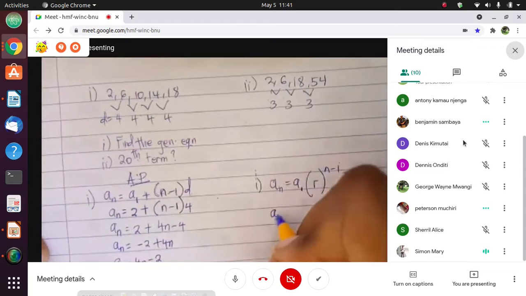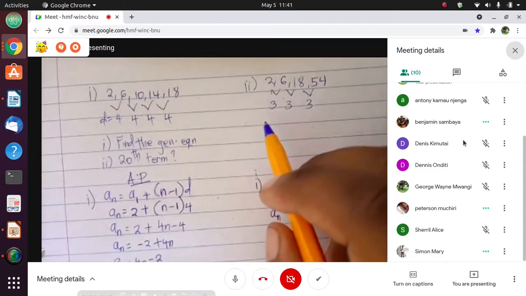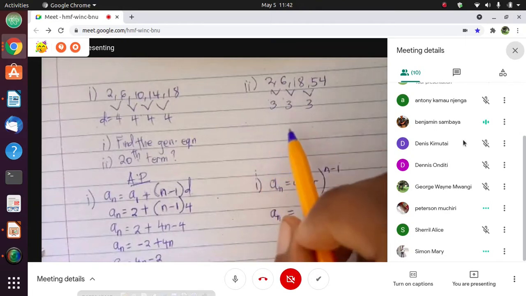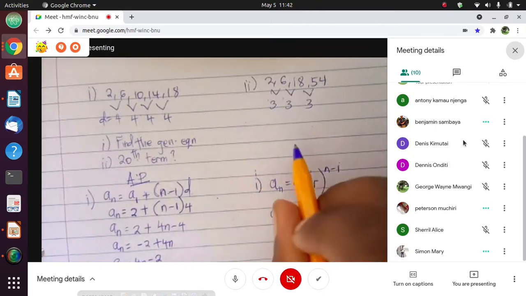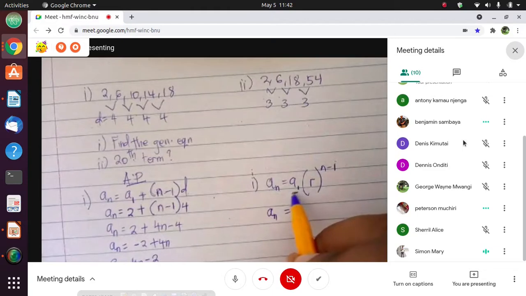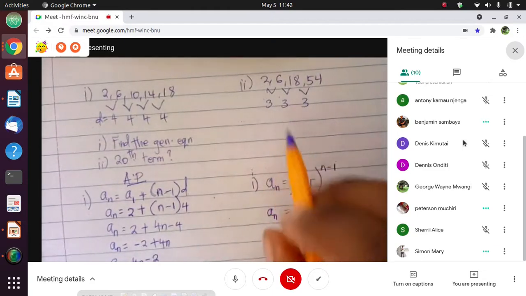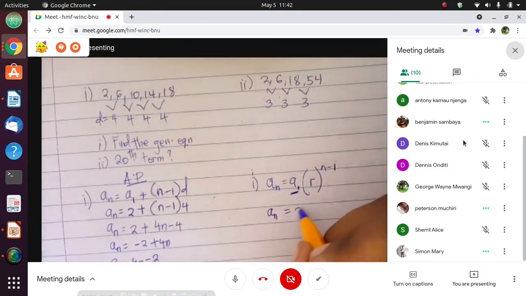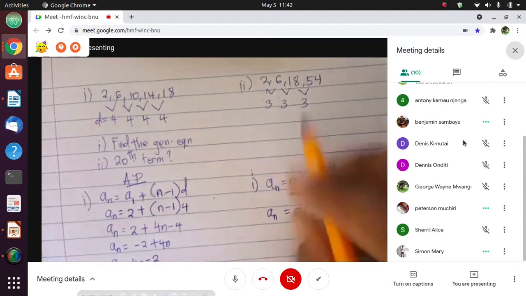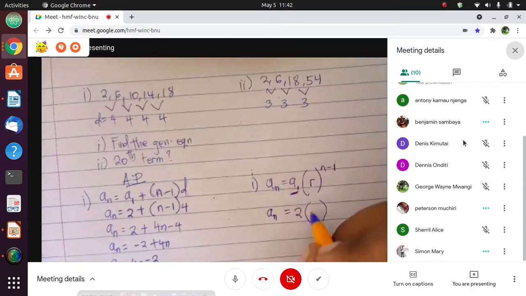Therefore, an will be given by, now what is the common ratio, what is the first term? What is the first term in our sequence? 2. You multiply it by the common ratio. The common ratio in this case is 3, raised to n minus 1.